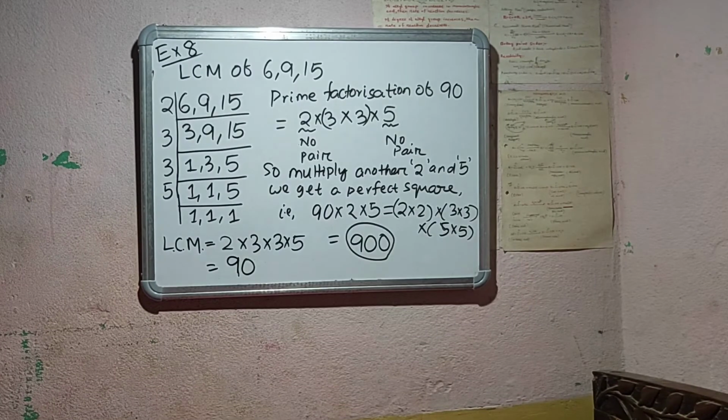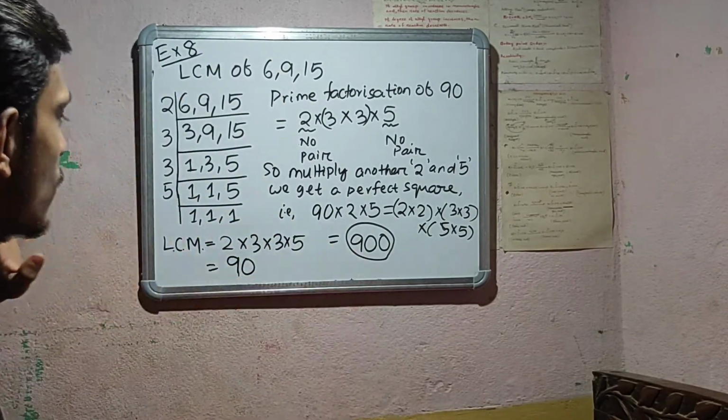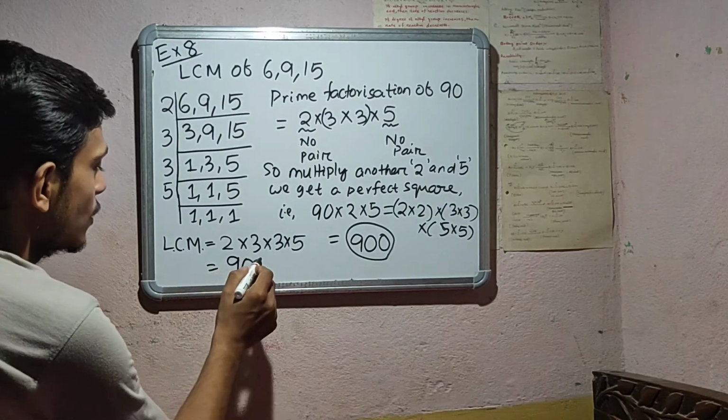Okay, but here is another concept. We have to find the LCM simply. So this is the solution of example 8. That is, there are 2 steps. One is we have to find the LCM, then we have to find the square number. Okay, these are the 2 answers.